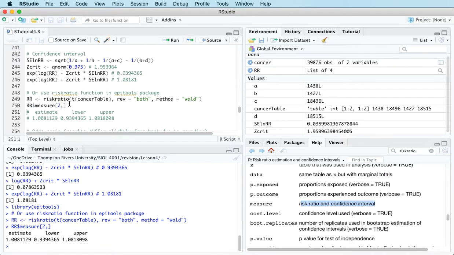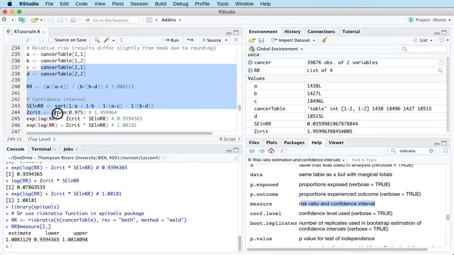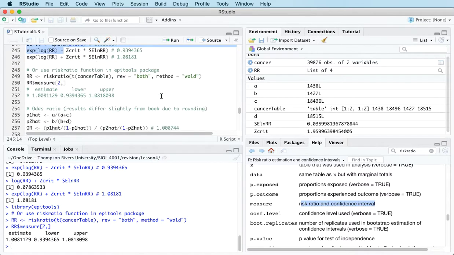So once you're comfortable with the idea of what relative risk is measuring and how the formula for the confidence interval works, then you can go ahead and just start using this function to get the values directly without having to do all these hand calculations here. Okay, so that's how to calculate relative risk and a confidence interval for the relative risk for a 2x2 contingency table.